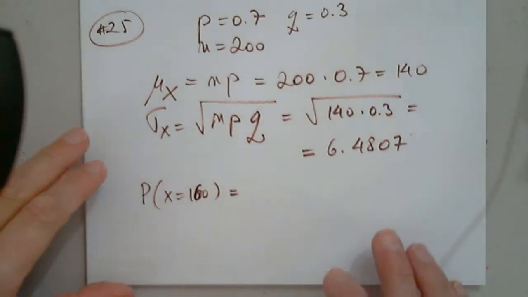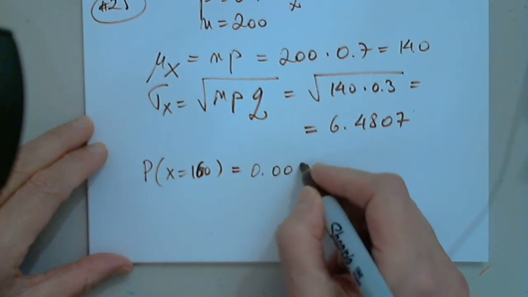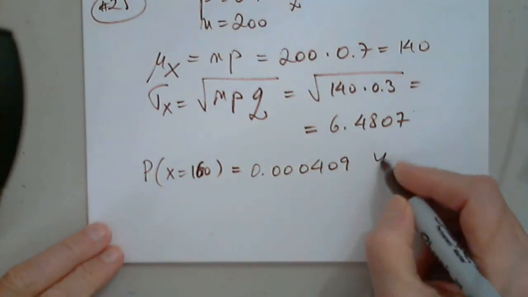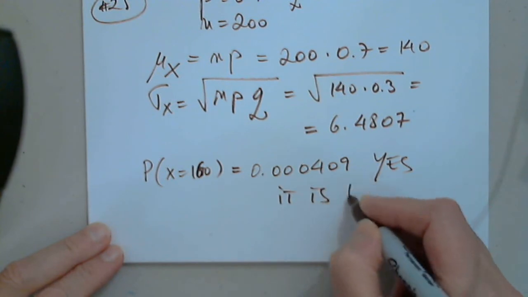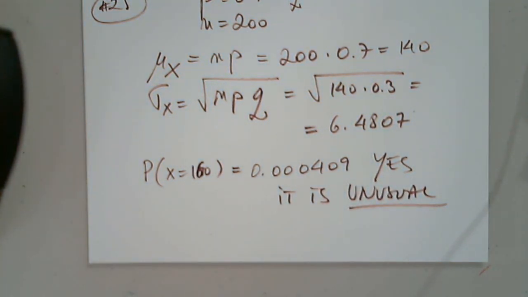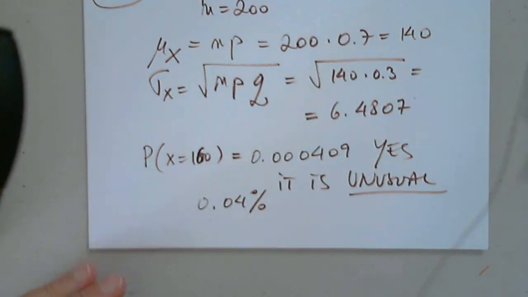Absolutely very unusual. It's less than 5%. So it has 3 zeros, 409. Yes. It is unusual. So the probability, if you want, is 0.04%. Good.